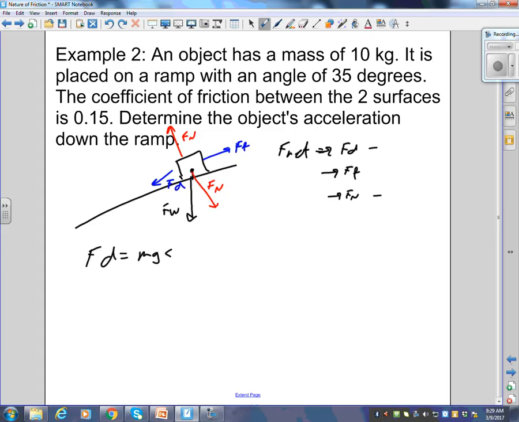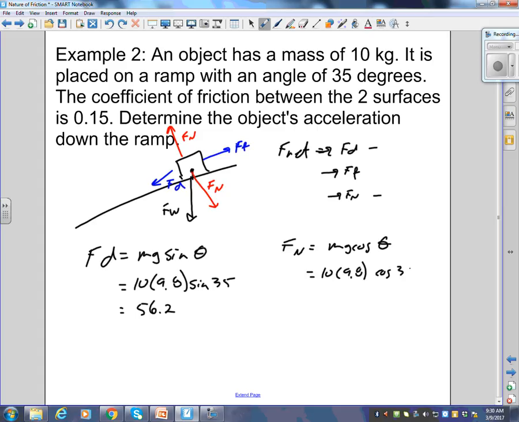FD is equal to mg sine theta. We learned that on Monday. So that's going to be 10 times 9.8 times the sine of 35. That's 56.2. And that number, of course, is always going to be less than the weight force. Fn is mg cos theta, 10 times 9.8 times the cosine of 35. That's 80.3.